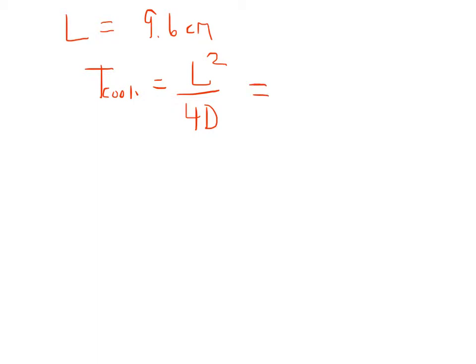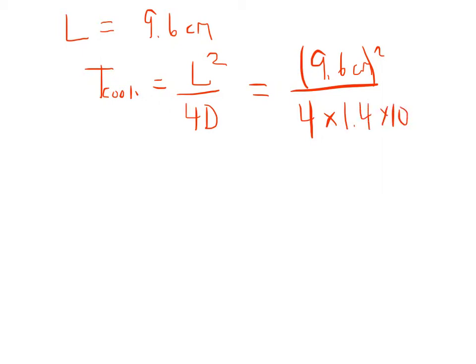Now that we've calculated L, the radius, to be 9.6 centimeters, we can use our wonderful formula for the cooking time. T cook is equal to L squared over 4D, and that will give us the cooking time. So that is 9.6 centimeters squared over 4 times D. For D, as always, we use the heat diffusion constant of water, since the heat in a turkey, when you cook it, travels through water. So that's 1.4 times 10 to the minus 3 centimeters squared per second.